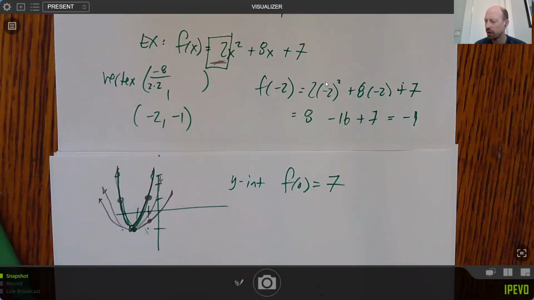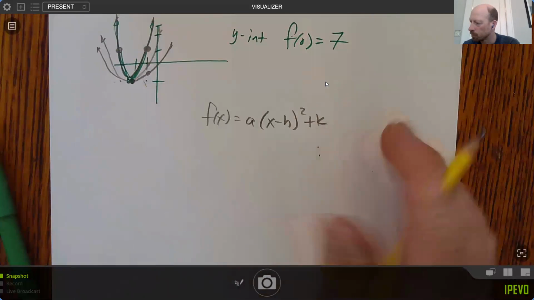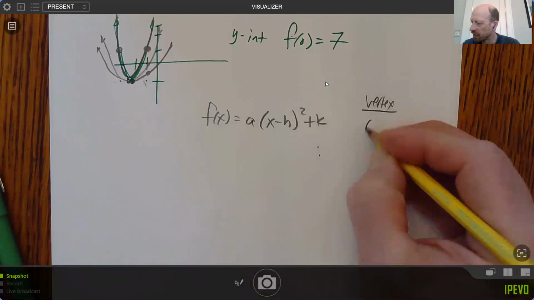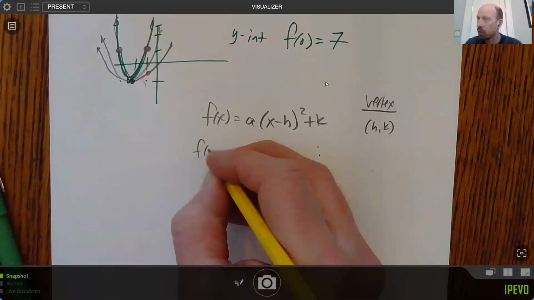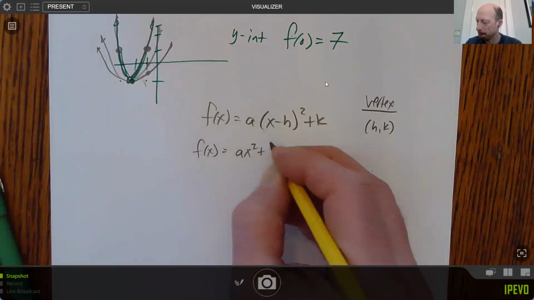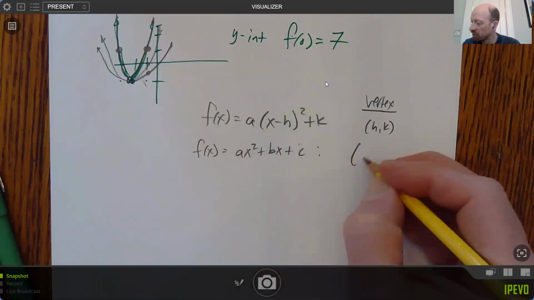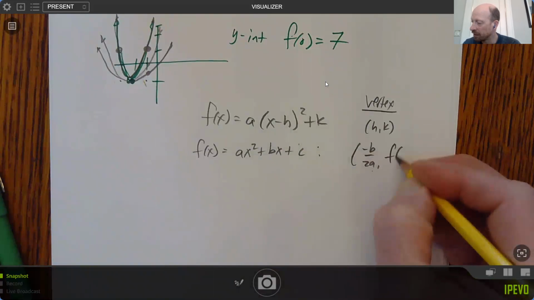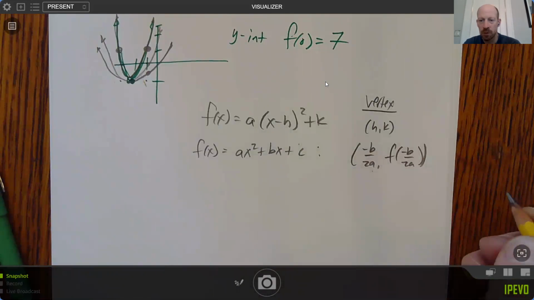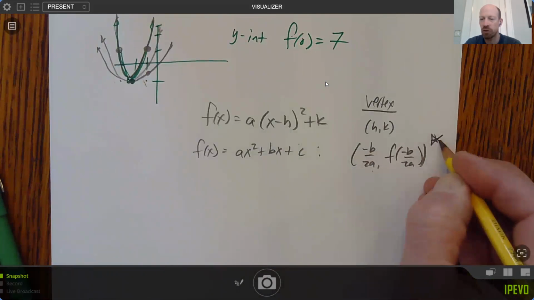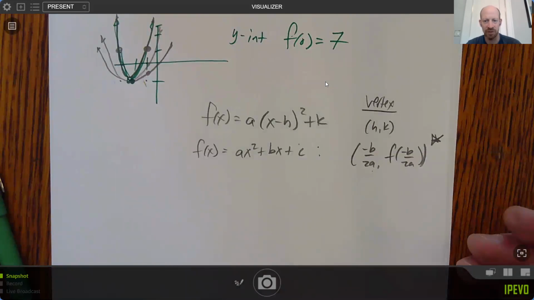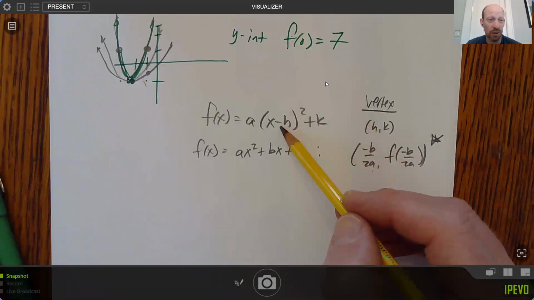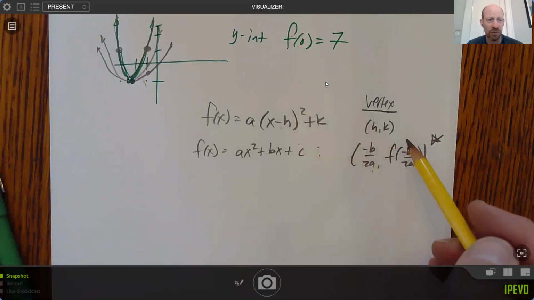Okay, so with the vertex form, that's the vertex form, the vertex is at (h, k). With my standard form, the vertex there is at -b over 2a, f of -b over 2a. You can just remember it, that's fine, but you may need to write that down as a little formula. This one you can kind of come up with. If you remember the transformations, that's exactly where this vertex comes from.